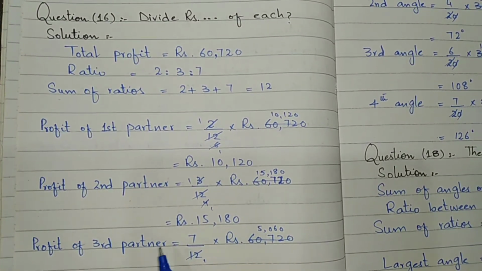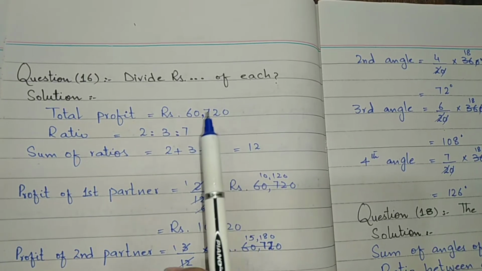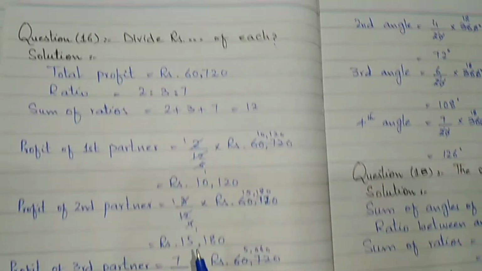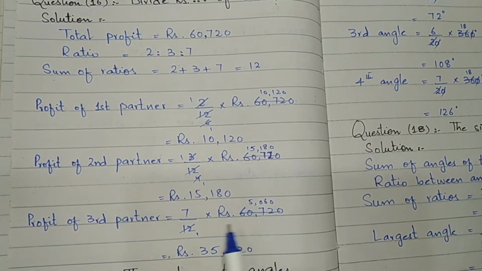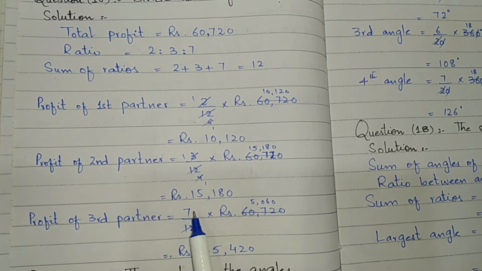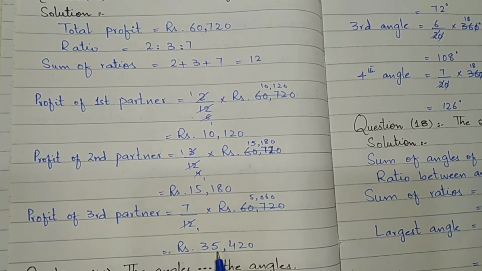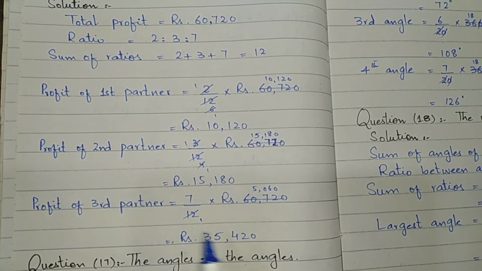Now the profit of the third partner, the third ratio is 7 and the total sum of the ratios is 12 and the total amount is 60,720. So 7 divided by 12 multiplied by rupees 60,720. On the table of 12 we do the cancellation and get 7 multiplied by this and we get 35,420 rupees. So this is the profit of the third partner.